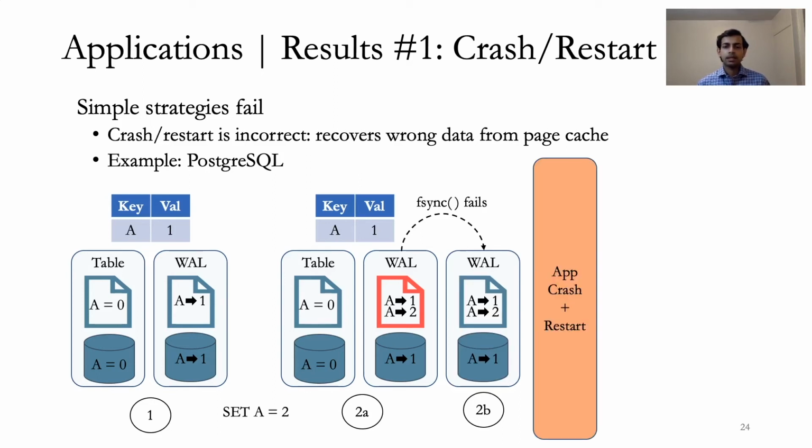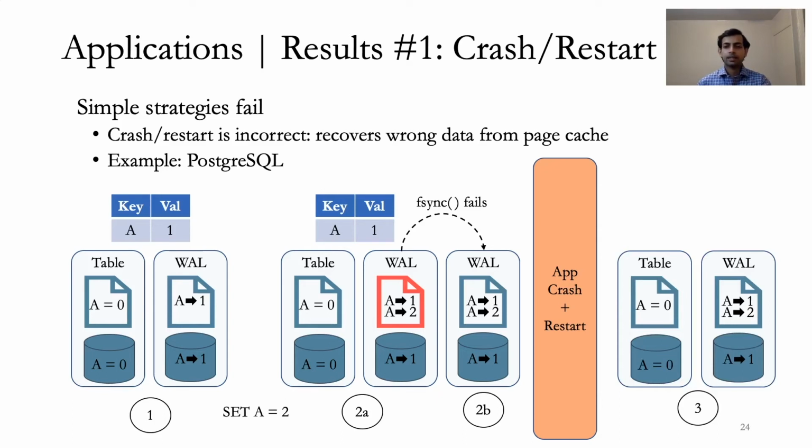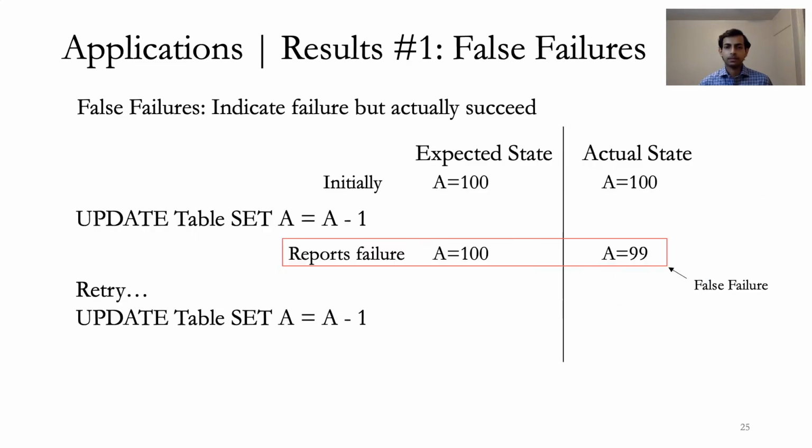The page is marked clean, but on ext4 and XFS, the content is still in the page cache. So when you restart, you're rebuilding incorrect state. The state represents the successful operation even though it had failed. We call these false failures.